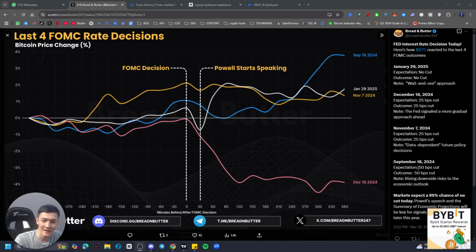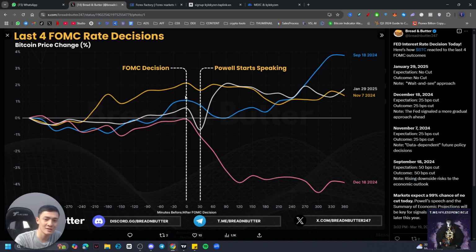We can see expectation 50 BPS cut, right, which is bullish. Outcome 50 BPS cut, right? Rising downside risk to the economic outlook. So you can see walaupun dah ada cut, market tetap jatuh at the time of the news. Even before the FOMC decision, the market is already starting to rise, right? Pricing in, yeah, they're buying the rumor, and then at the time of the news they sell the news, and then the market will recover and continue in whichever direction is stronger.